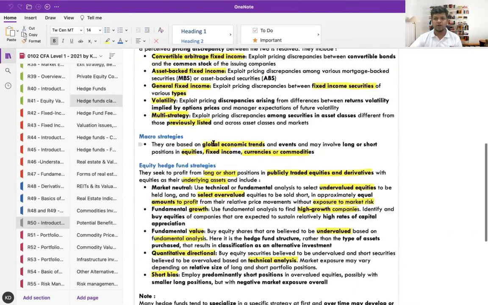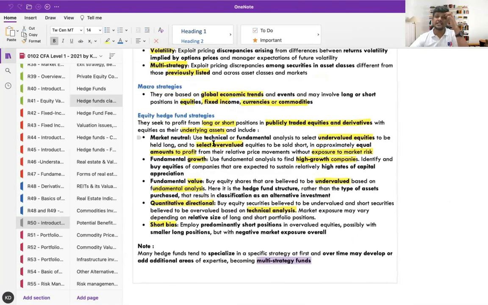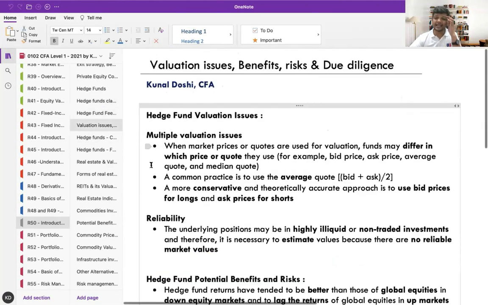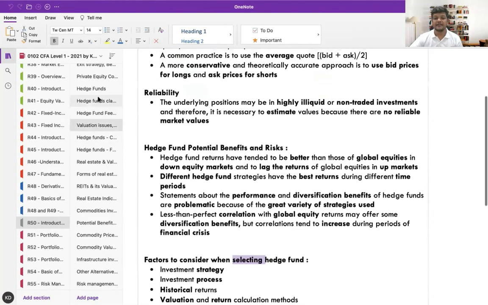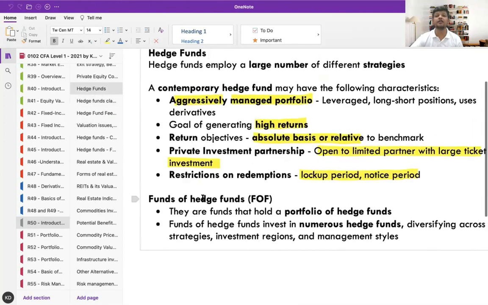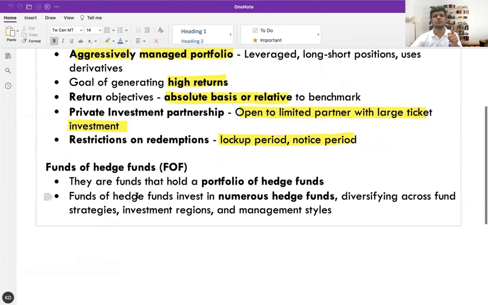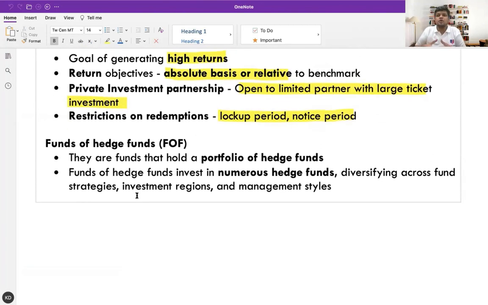Now, out of the various types of hedge funds which I showed you, there are so many types, right? So many times there is confusion, which hedge fund should I select? So in such a case, you have a choice, which is what we call a fund of funds hedge fund. What is a fund of funds hedge fund? Like a fund of funds mutual fund. It collects money from you and invests in a variety of hedge funds. Clear? So it not only invests in one hedge fund, but invests in a portfolio of hedge funds.